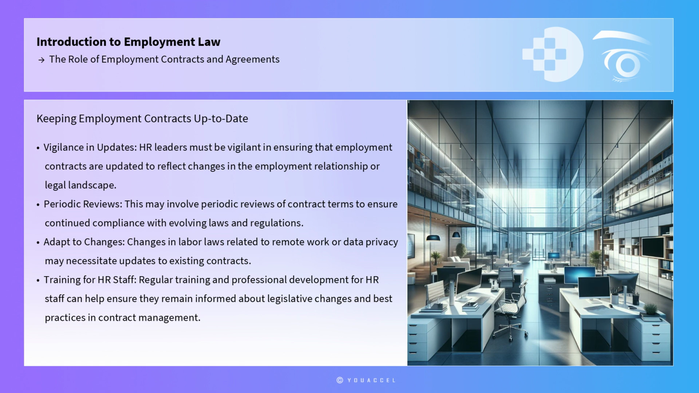HR leaders must also be vigilant in ensuring that employment contracts are updated to reflect changes in the employment relationship or legal landscape. This may involve periodic reviews of contract terms to ensure continued compliance with evolving laws and regulations. For instance, changes in labor laws related to remote work or data privacy may necessitate updates to existing contracts. Regular training and professional development for HR staff can help ensure they remain informed about legislative changes and best practices in contract management.